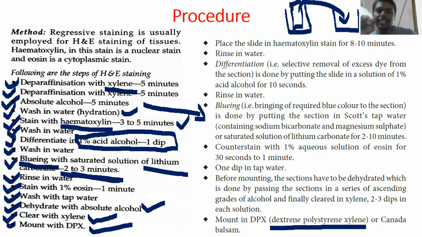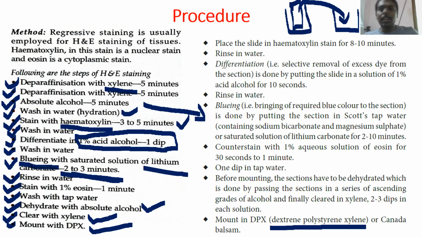So that is done by suspending this particular slide in an alkaline solution. The alkaline solution is saturated lithium carbonate solution. That is why we will suspend this section in a lithium carbonate solution. This step is done to regain the original pH of the cytoplasm of the cell, and this particular step is called bluing. So bluing can be done by using saturated solution of lithium carbonate for 2 to 3 minutes. By this, we can regain the original pH of the cytoplasm of the cell. Meanwhile, the nucleus will stay acidic, and it will hold the hematoxylin dye.